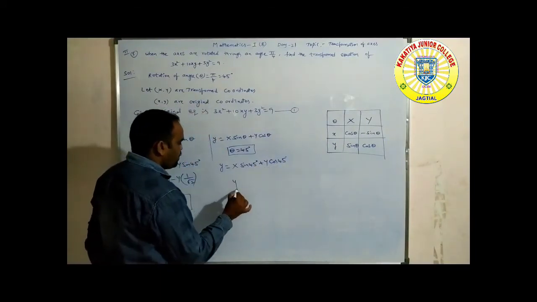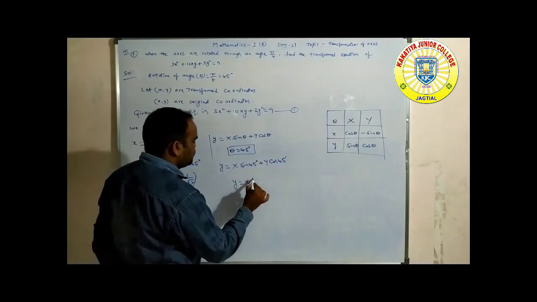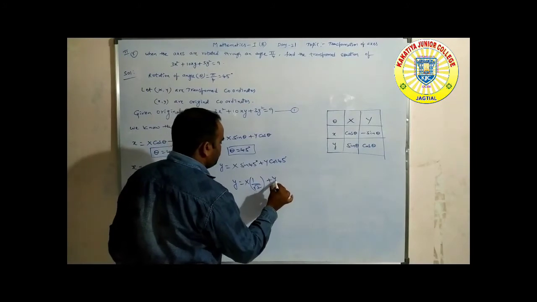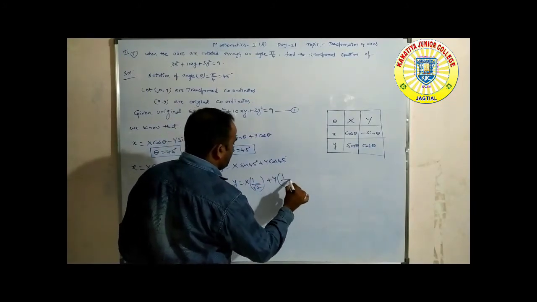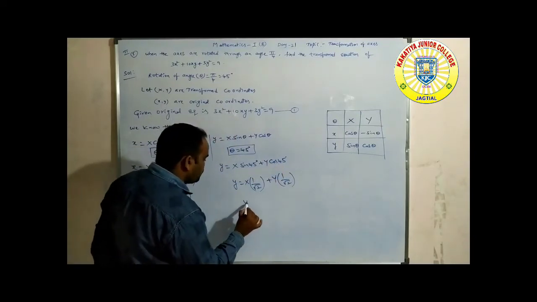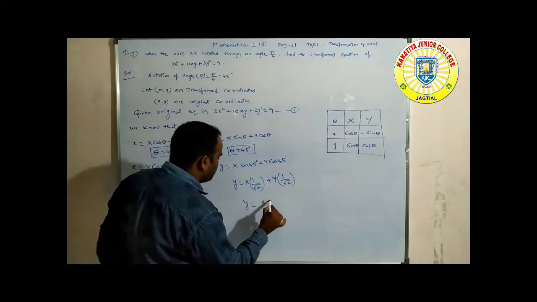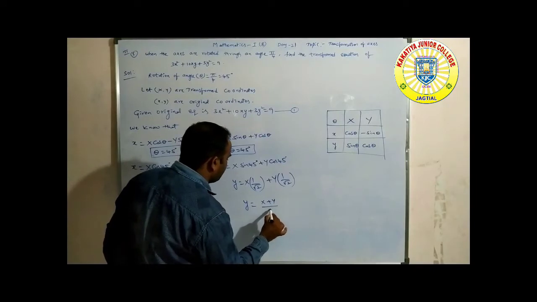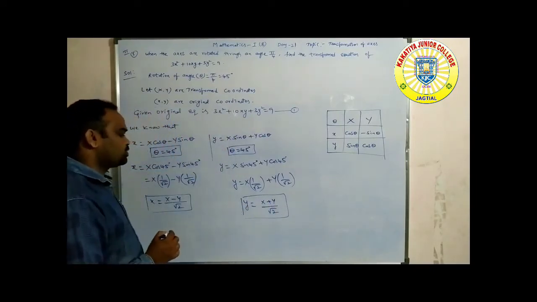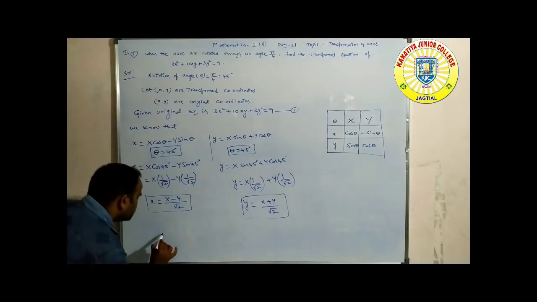Small y is equal to capital X into sin 45, which is 1 by root 2, plus capital Y into cos 45, which is also 1 by root 2. Here, y is equal to capital X plus capital Y by root 2.